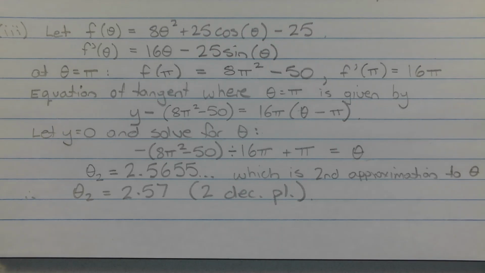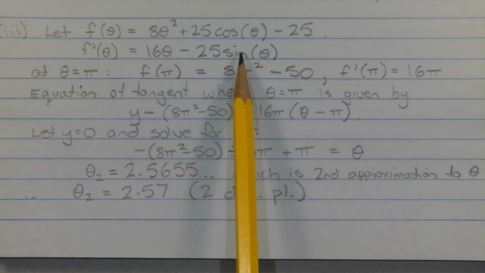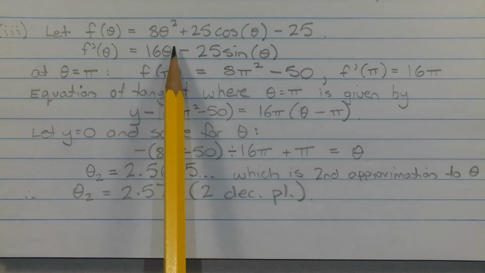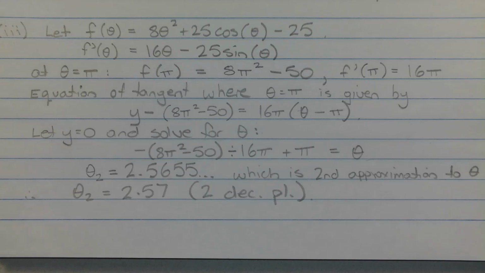Now the gradient of the tangent to the curve where theta equals pi, we use the gradient function and we substitute pi for theta here and here. Now sine of pi is equal to 0. So we're just left with 16 theta where theta equals pi, and that's how we get f dash of pi equals 16 pi. Now we have a point and we have a gradient, and we want the equation of the line that represents the tangent to the curve where theta equals pi. So we use the point gradient formula to find the equation of the tangent.